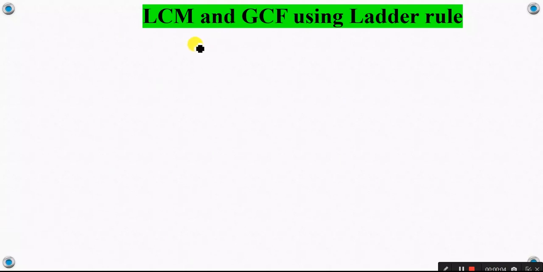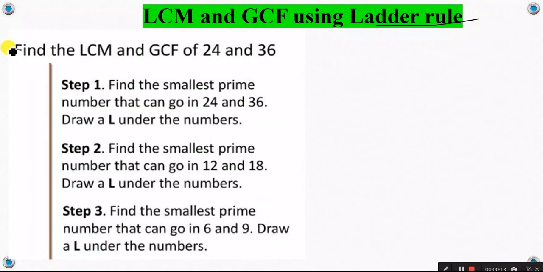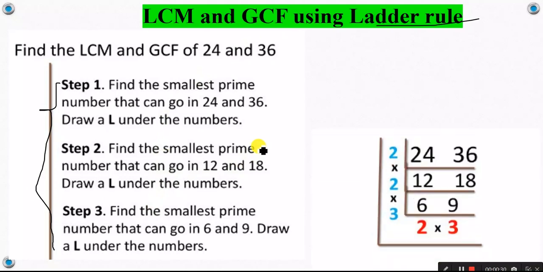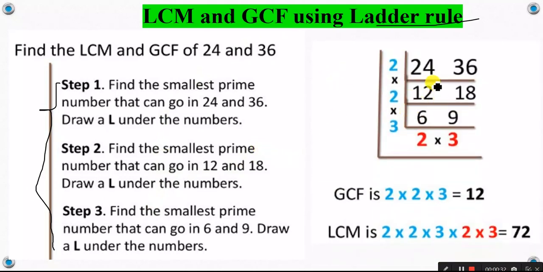Let us find the least common multiple and the greatest common factor using the ladder method on the same numbers. Find the LCM and GCF of 24 and 36. These are the steps to find the least common multiple and the greatest common factor of given numbers. First, let us write the numbers 24 and 36.